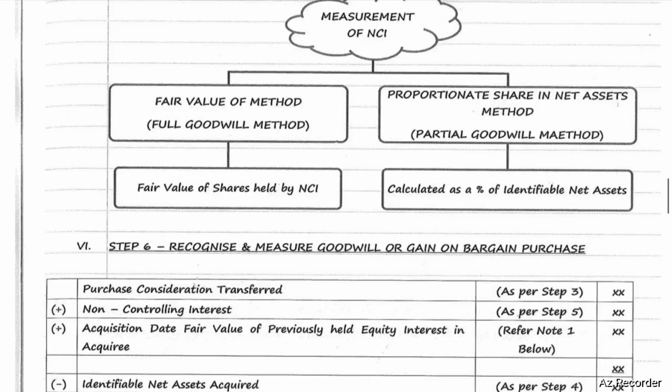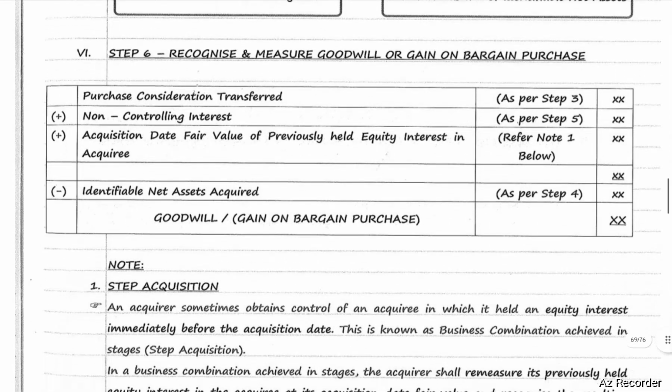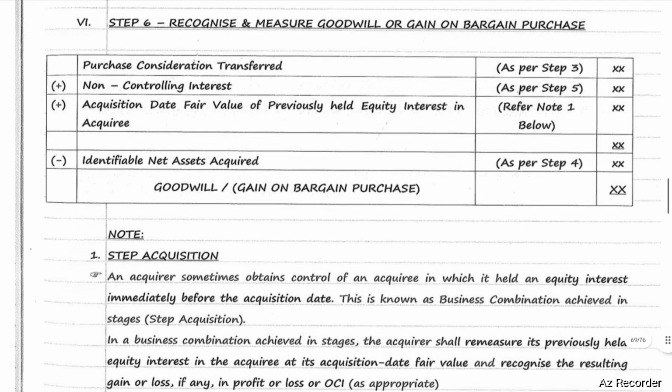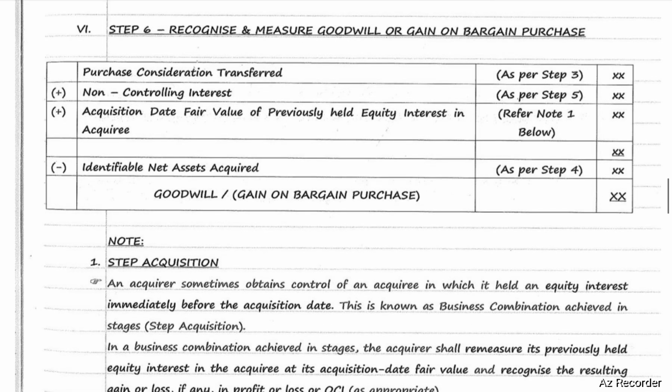Step number 6. Recognize and measure goodwill or gain on bargain purchase. How to calculate goodwill or gain on bargain purchase? Purchase consideration transferred plus non-controlling interest plus fair value of previously held equity interest in the acquiree as on the date of acquisition, minus identifiable net assets acquired, will give goodwill or gain on bargain purchase.